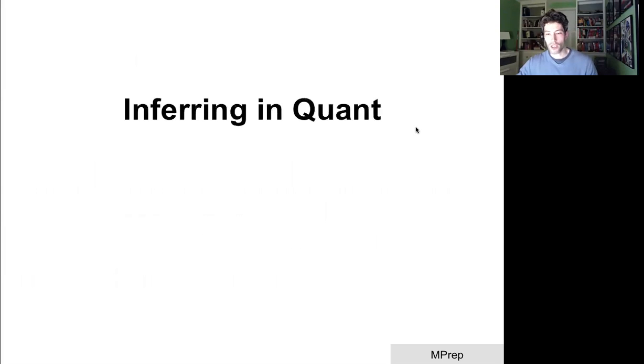We're going to talk more about this in a bit, but I want to shift gears a little bit to talk about inferring in the quant section. And we're used to doing lots and lots of inferring in quant, right? We're given some information, and then from that, we have to derive some new essential information.